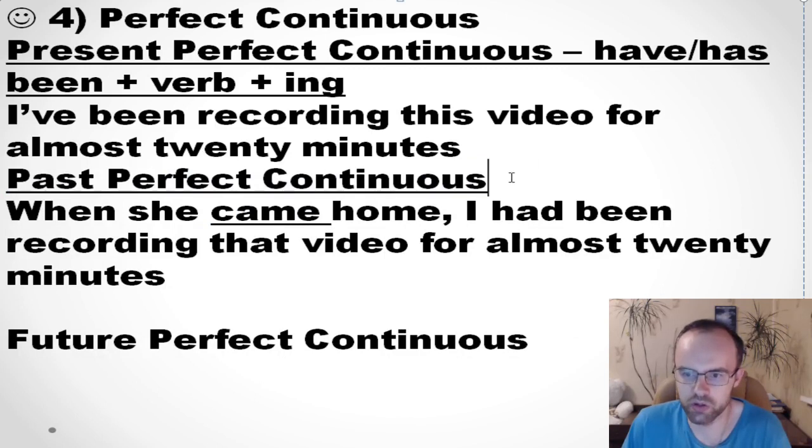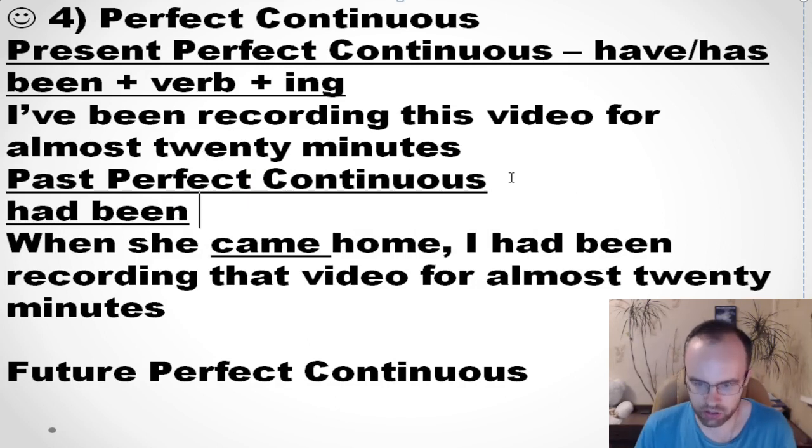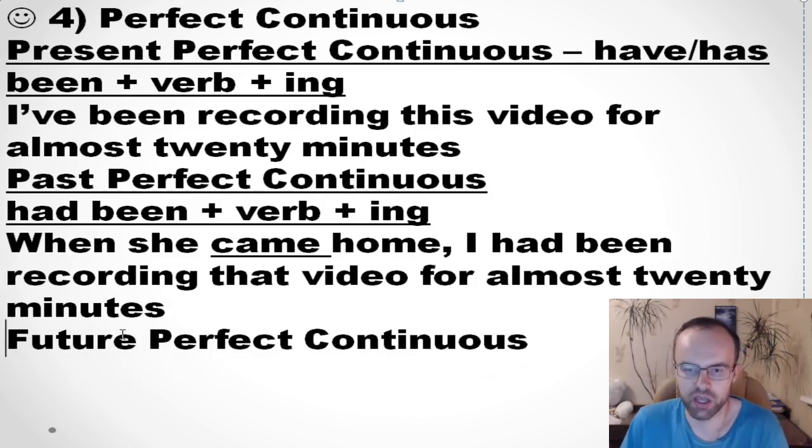And if we look at the formation, it's pretty easy. So had been plus verb plus ing. So when she came home, I had been recording that video for almost 20 minutes. It means that first I started recording, so 20 minutes passed, and then she came. And so one more tense, we have one more tense, future perfect continuous.